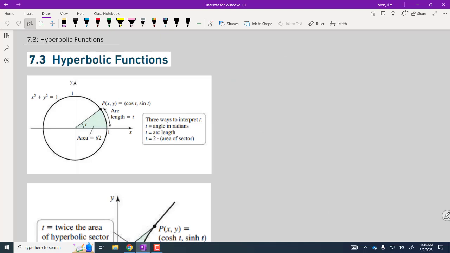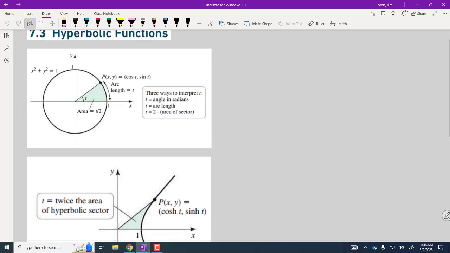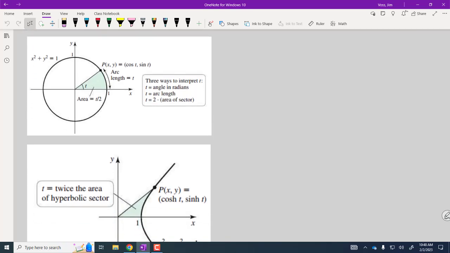Some of this preliminary stuff, you're not going to be tested on. This is just sort of the background of hyperbolics. All you're really going to be tested on are derivatives and integrals of the hyperbolics. But there's a couple of slides that give you some insight into why we call them hyperbolic trig functions. They're related to the trigonometric functions for very, very important reasons.